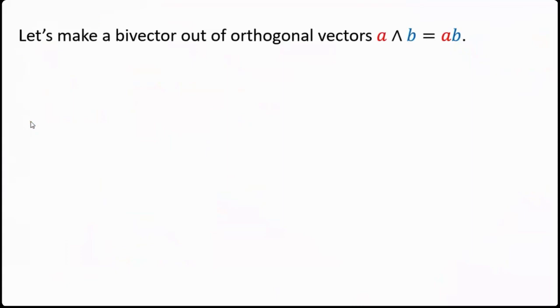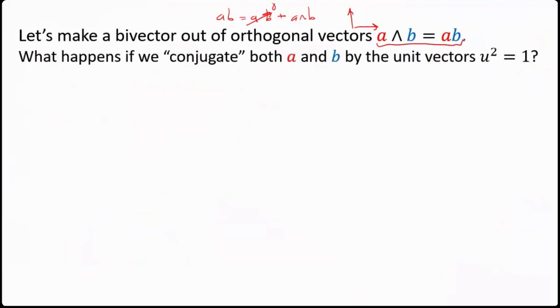I forget what this slide is about, so I'm just going to read it. Let's make a bivector out of orthogonal vectors. If 2 vectors are orthogonal, normally the Clifford product has a dot product and a wedge product, but if they're orthogonal, the dot product goes to 0, so the wedge product is the Clifford product. What happens if we conjugate A and B by the unit vector?